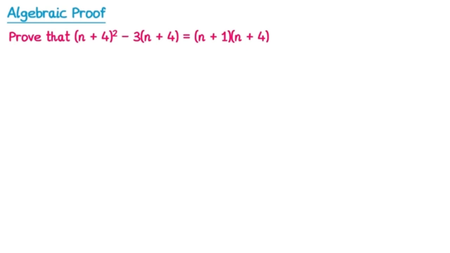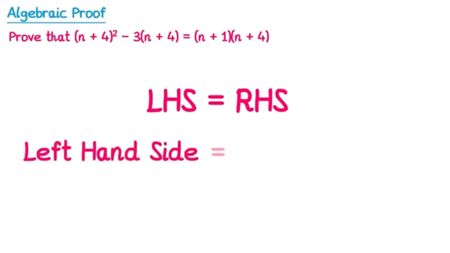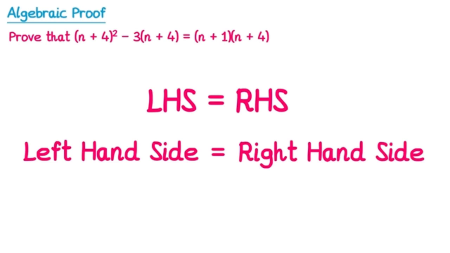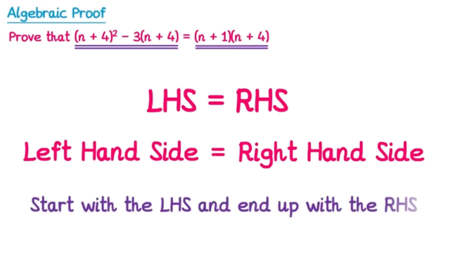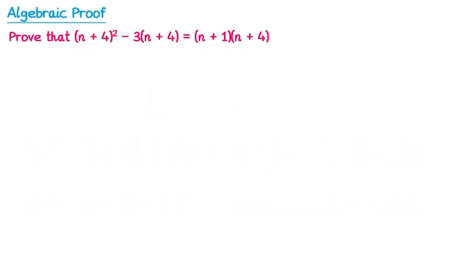I like to call this type of proof an LHS equals RHS proof, or left hand side equals right hand side. That's because in this proof we've got something on the left hand side and we need to show it's equal to something else on the right hand side. When we answer a question like this, we're going to start with the left hand side and then end up with the right hand side by doing some algebraic manipulation along the way. So let's do this as our first example. We're going to start with the left hand side, which is this, and then manipulate it so that we end up with what's on the right hand side.